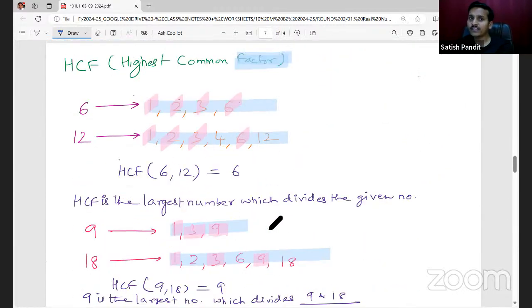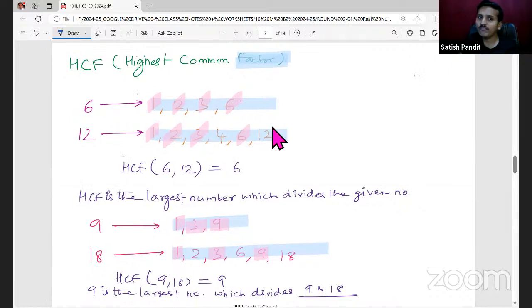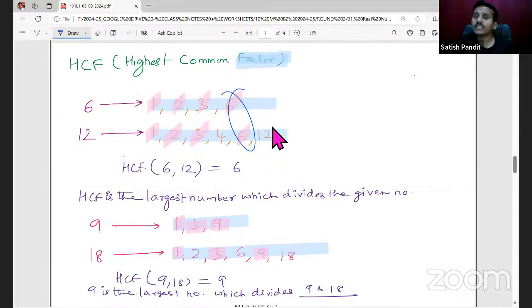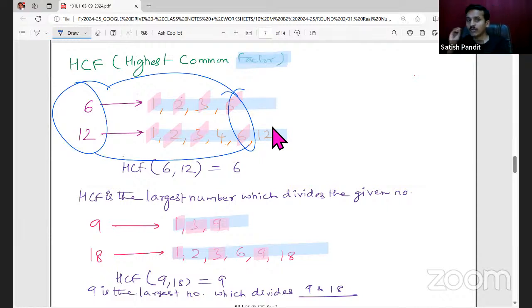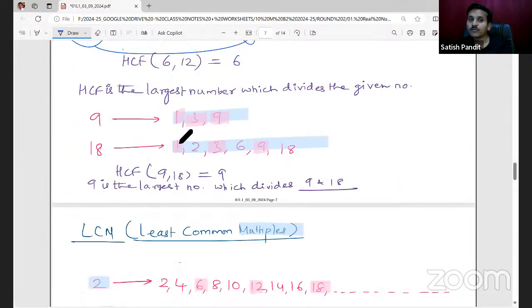Next, we learned the meaning of HCF. I took two numbers, 6 and 12, and I showed you that 6 is the highest common factor. We learned that the HCF is the largest number which divides the given numbers. 1 can also divide, 2 can also divide, 3 can also divide both of them. But 6 is the largest number which divides both of them. So you have to remember that HCF is the largest number which divides the given numbers. We saw a few more examples here.